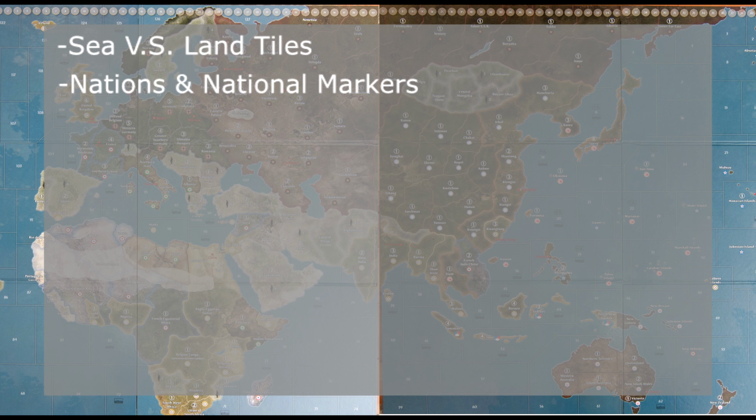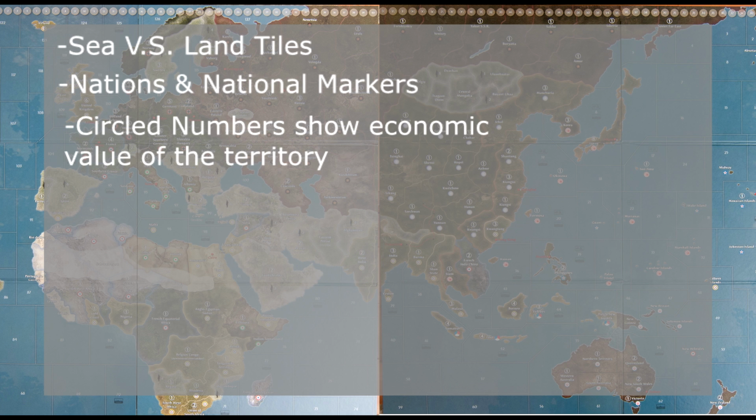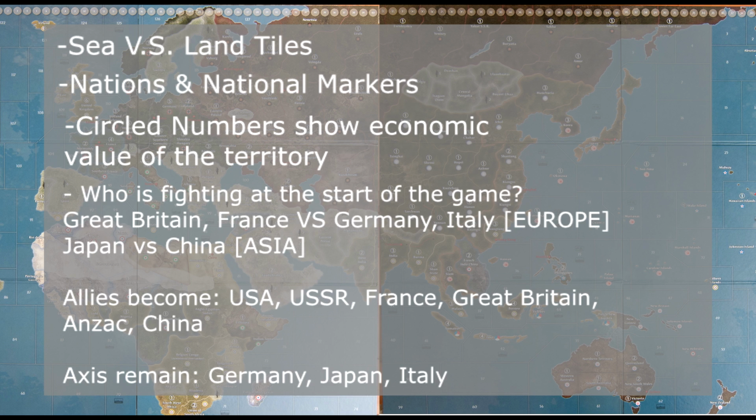So, let's conclude. The board is big, but don't let that overwhelm you. We just covered it in less than 10 minutes. There are sea and land tiles. Pretty simple. Colors and circular flags mean different nations. The circled numbers in each territory represent the economic value or worth of that territory. It's helpful to know the context of the game, which is essentially Axis versus Allies. If it makes it easier, the Axis want to take over the world and make it theirs. They're the evil villain petting the cat, and the Allies are the superheroes.